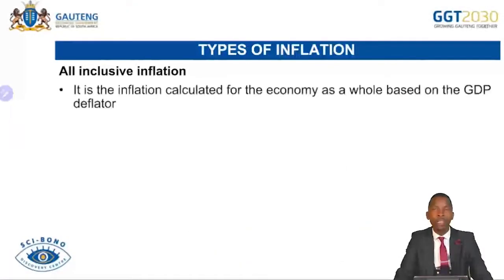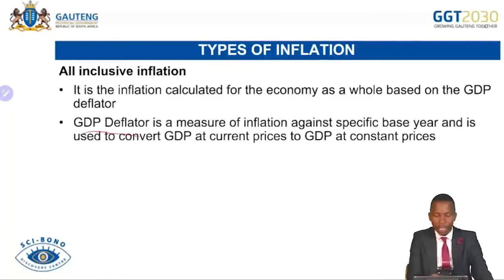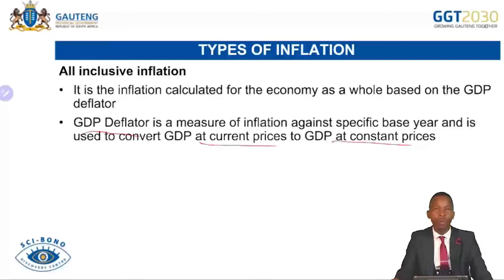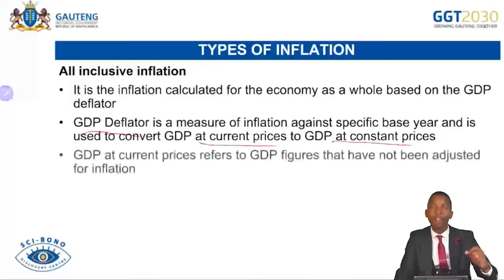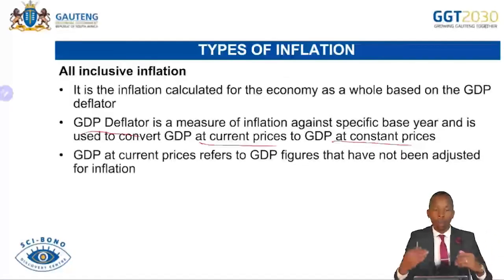We continue. All-inclusive inflation. In this case, we talk about inflation calculated in an economy as a whole based on the GDP deflator, whereby current prices, or nominal prices, are converted to constant prices, or real prices. GDP deflator is a measure of inflation against a specific base year and is used to convert GDP at current prices to GDP at constant prices. We call that one a GDP deflator because it reduces the effect of inflation, where the previous year is used to discover those prices.